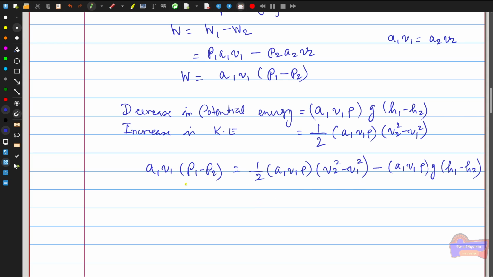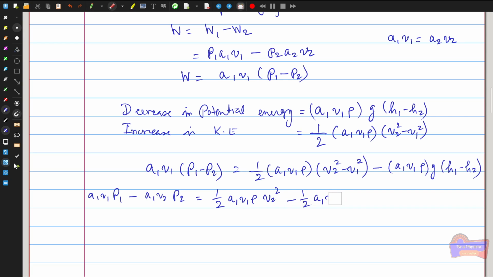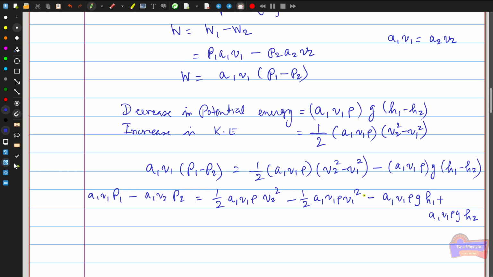Or I can just expand this equation. So A1 V1 into P1 minus A1 V1 P2, which is equal to half into A1 V1 rho into V2 squared minus half into A1 V1 rho into V1 squared, minus A1 V1 rho into G into H1 plus A1 V1 rho G into H2.